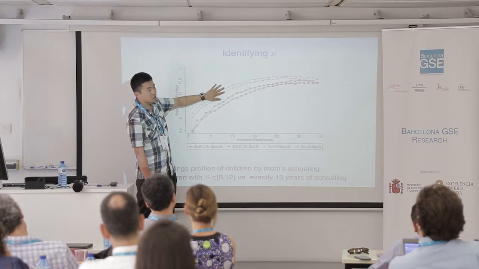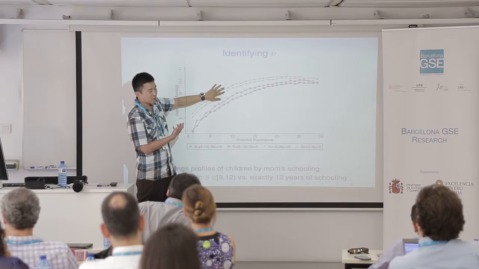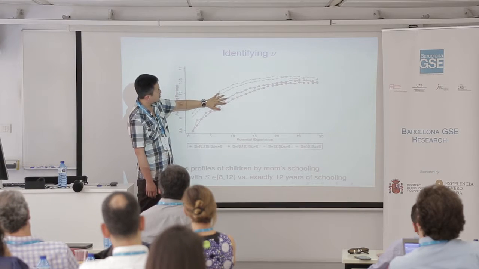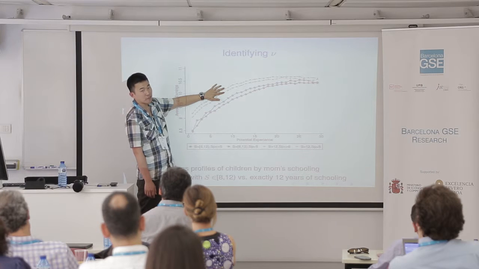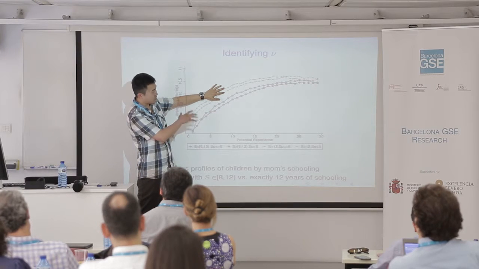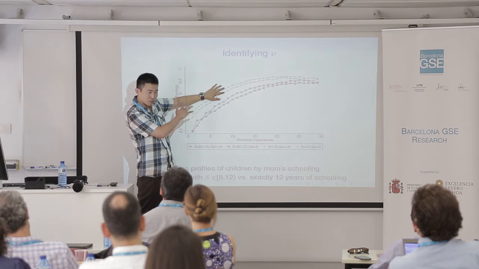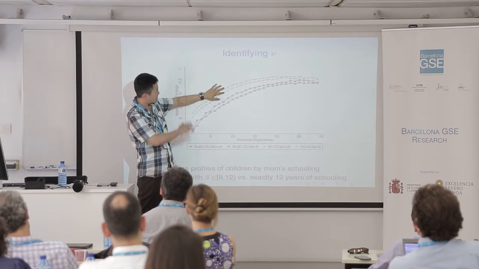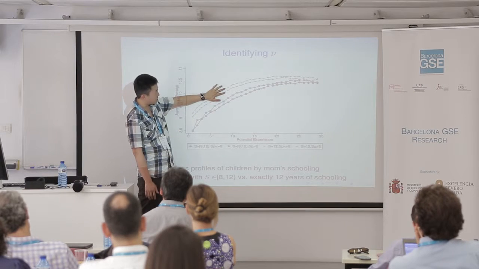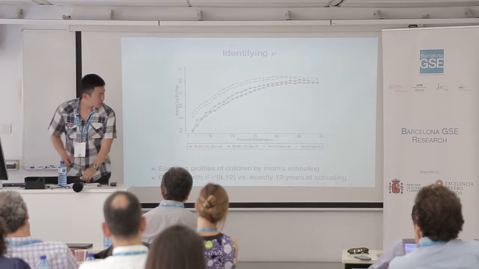What's also more important for this very simple model is that the gaps between these two lines have to be similar in magnitude, which they are. This is just a visual representation, so we do some formal econometric tests as well. But the model implies that these gaps should be similar, which they seem to be in the data.